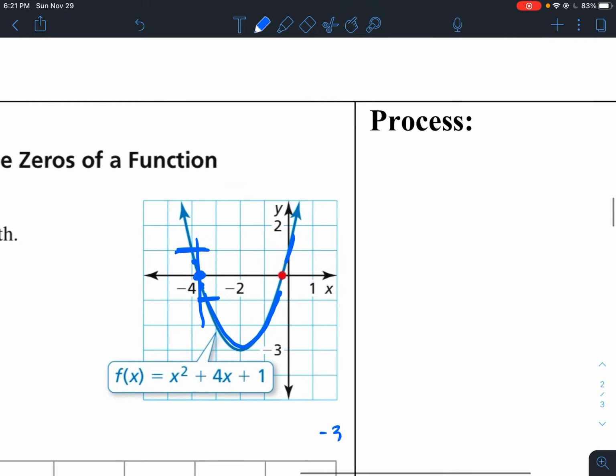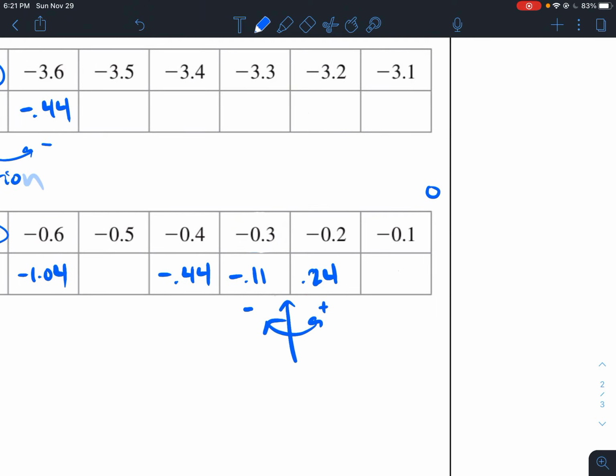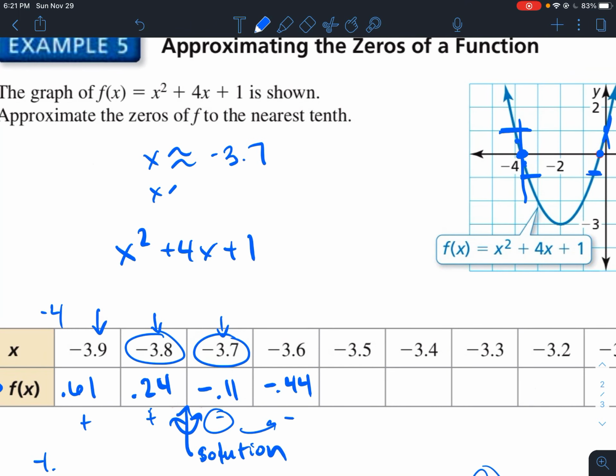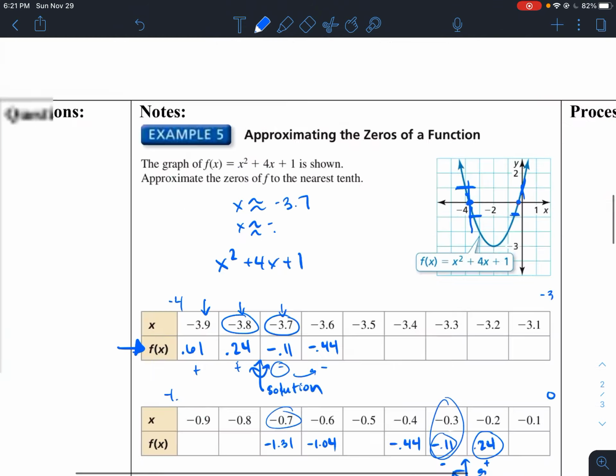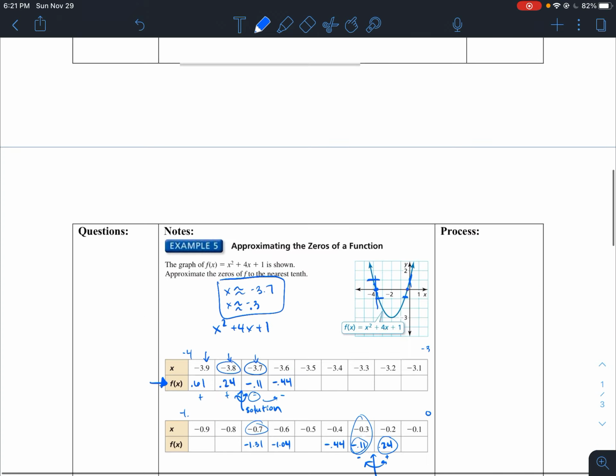So what that means, again, my values here are going from negative to positive. So that means somewhere in between them is my x-intercept, my solution. So my solution is somewhere between these numbers. So let's approximate it. I'm going to take negative 0.3 since negative 0.11 is closer to 0 than 0.24. So that means my solution will also be negative 0.3. So there you go. That's how you can approximate solutions.